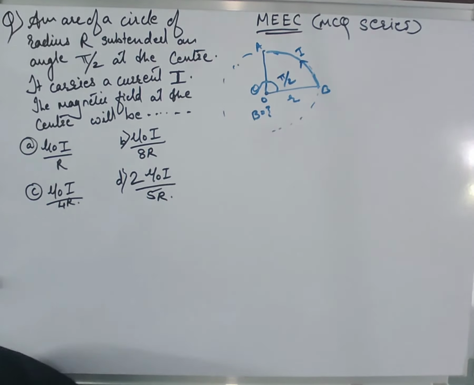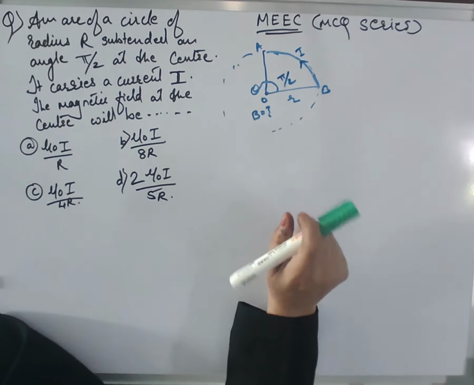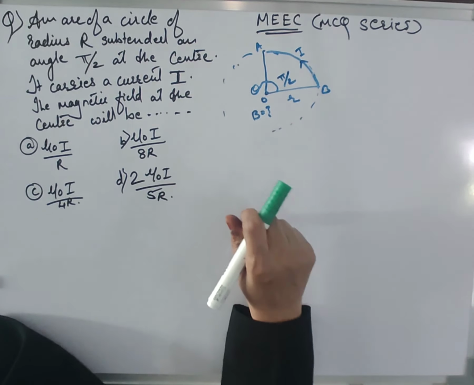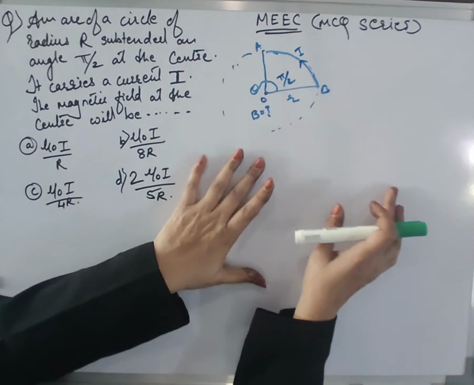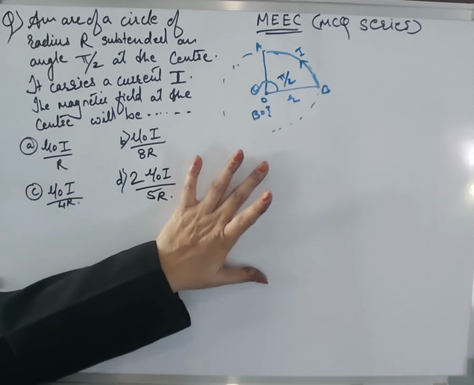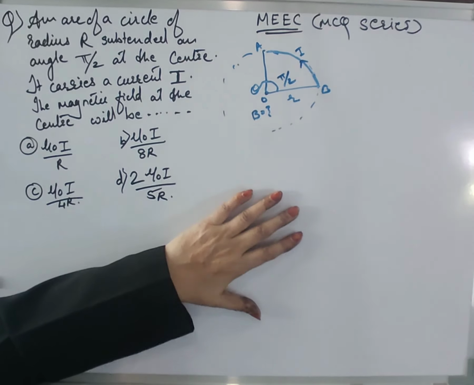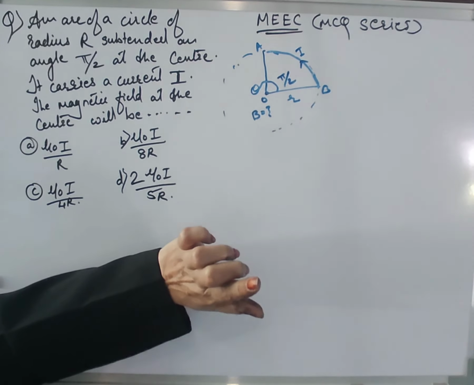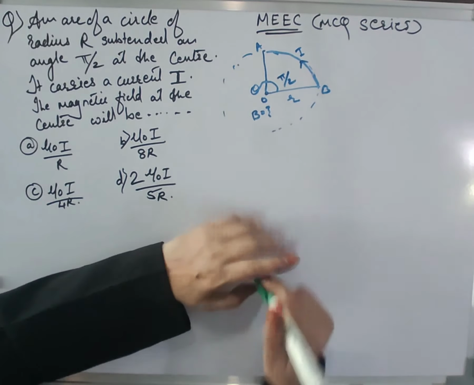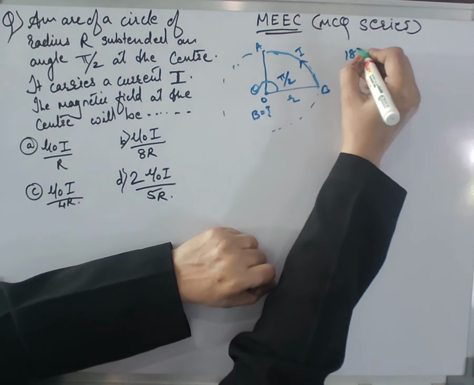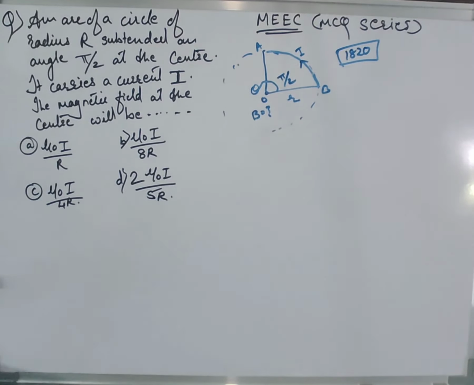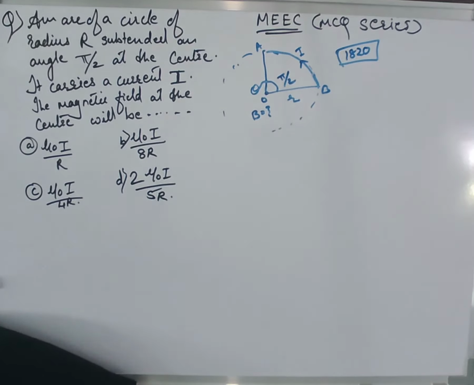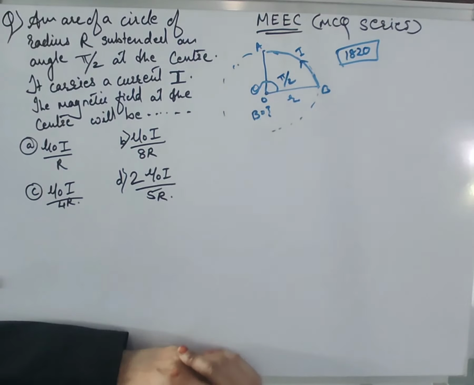Now, Biot-Savart's law relates the magnetic field to the magnitude, direction, length and proximity of the electric current. This law is named after Jean-Baptiste Biot and Felix Savart, who discovered this relationship in 1820. You should know this, but I thought some extra information would be good, which we had left behind. So now we'll apply Biot-Savart's law.